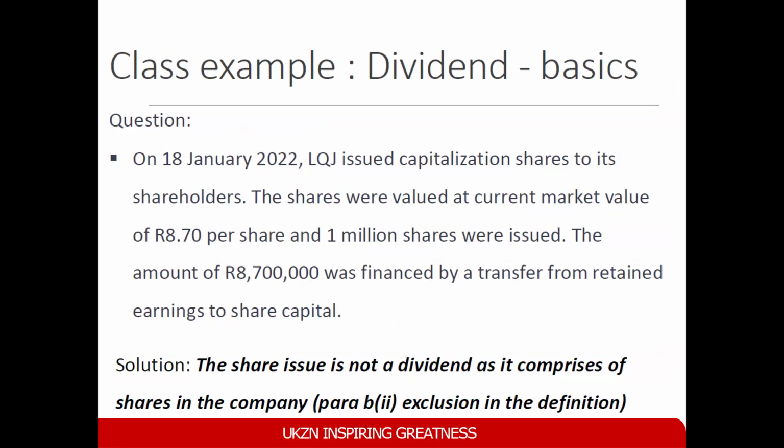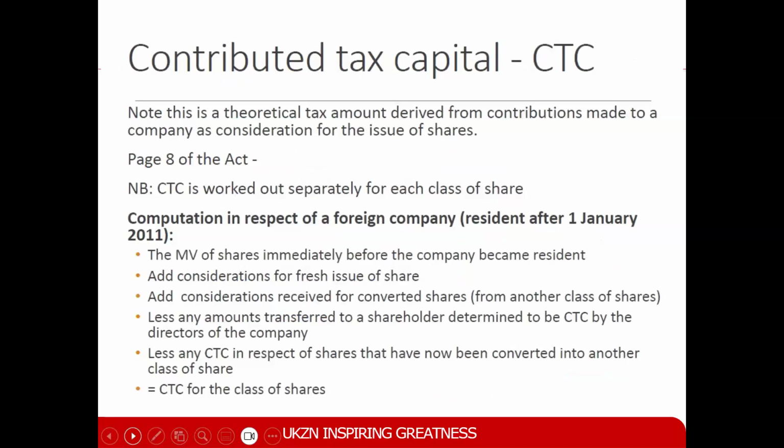So people were given more shares in the company, and they were kind of trying to distribute the amount they had in their retained earnings. They just moved that, still within equity, but now into share capital, ordinary shares or something. Contributed tax capital, this is what we've been talking about, is a theoretical term, of course, of the amount derived from contributions made to a company as consideration for the issue of shares. So when the company issued shares before, they actually paid 20 rands per share. But now they're saying, look, we are giving you back 500,000.